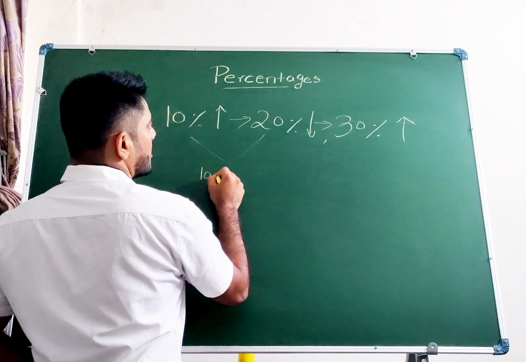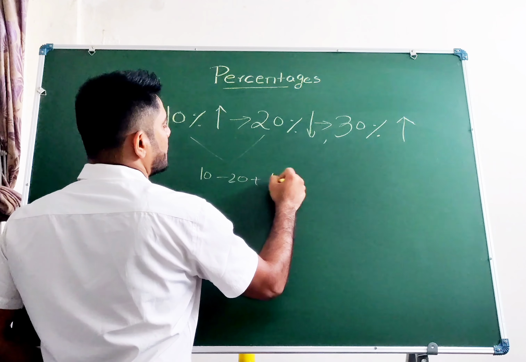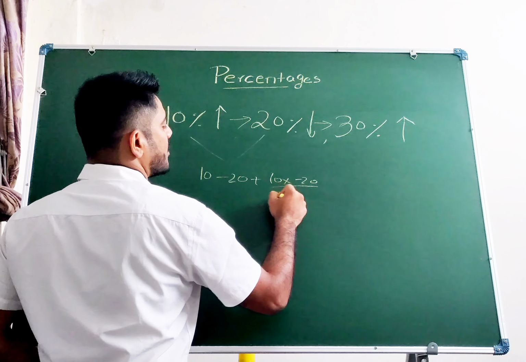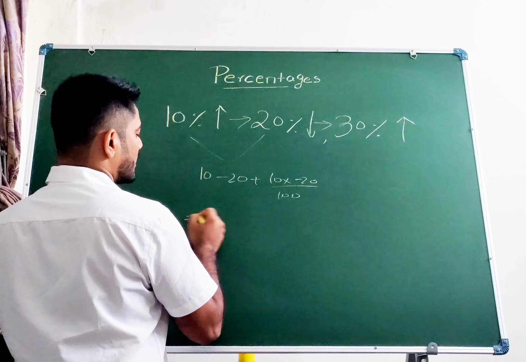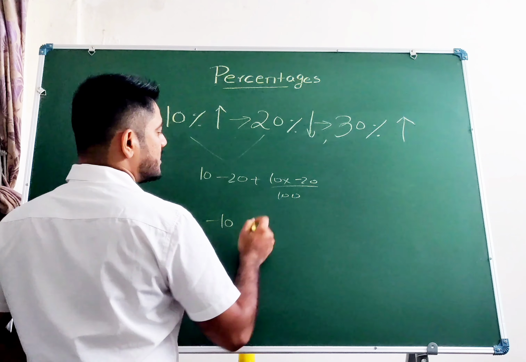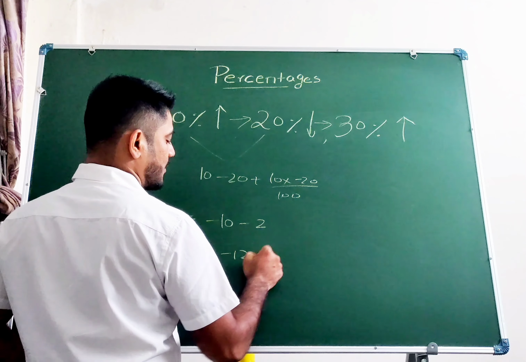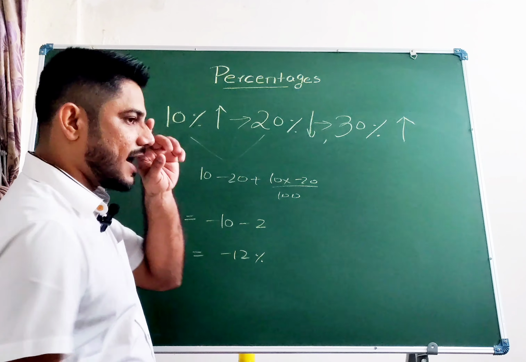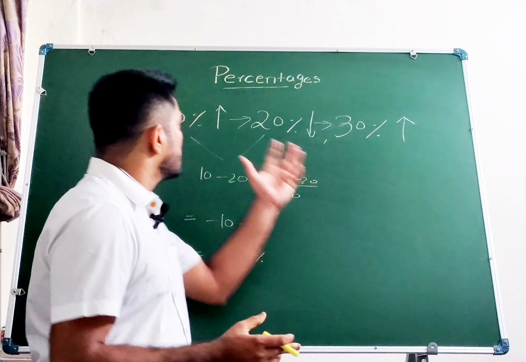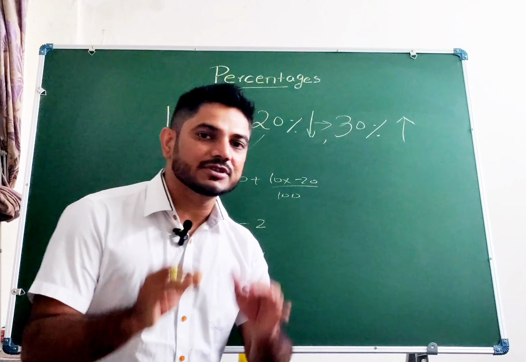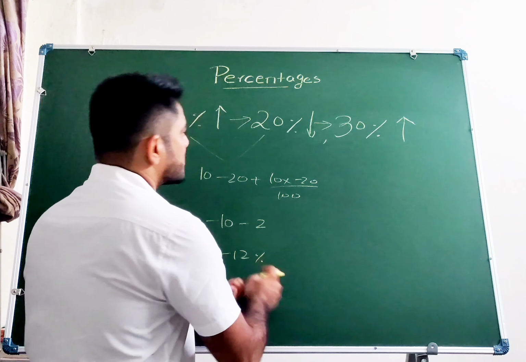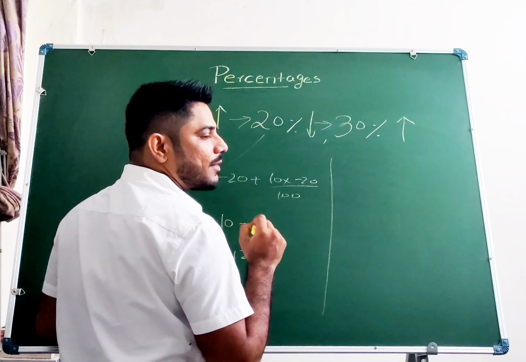So 10 minus 20 plus 10 into minus 20 divided by 100. This is minus 10. This is minus 2. Gives me minus 12%. So this is my change with only 10% increment and 20% decrement. I'm going to use this with 30 to calculate my final answer.